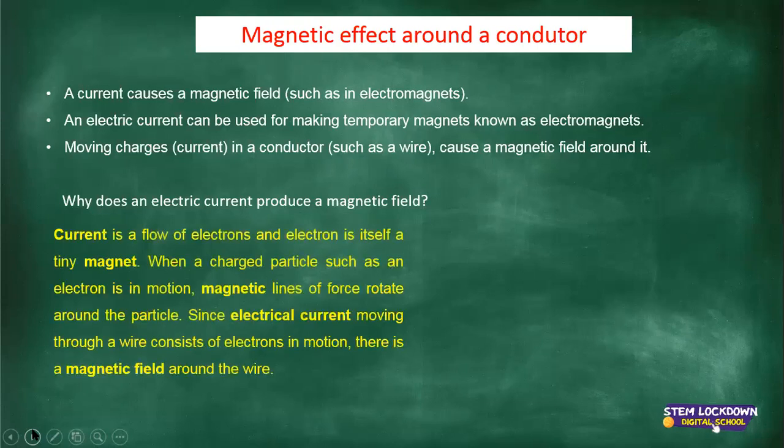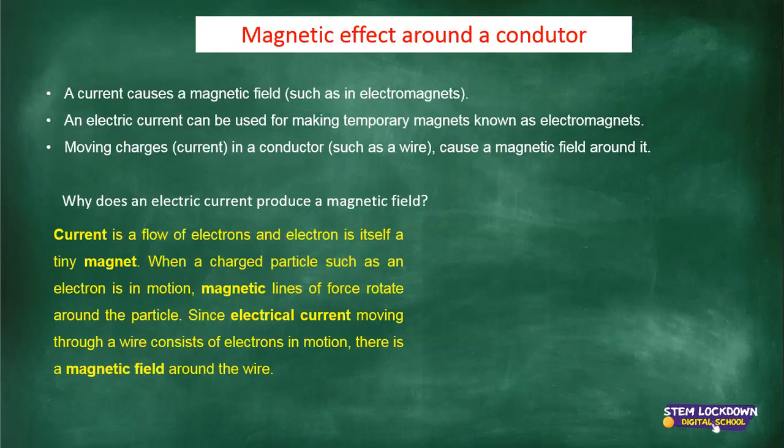Okay, so I'll tell you. The current is a flow of electrons, and the electron is itself a tiny magnet. So this is something new that you've learned. You're going to say that the electron itself is a tiny magnet. Remember that in matter and materials, I told you that electrons move in harmony with the protons, because it has a magnetic effect on it. So they are attracted to the protons because of the magnetism that they carry. So the current flows through the electrons, and the electron is a tiny magnet.